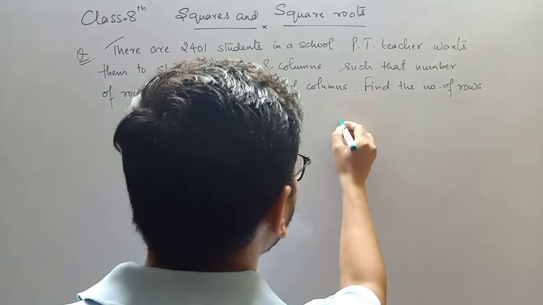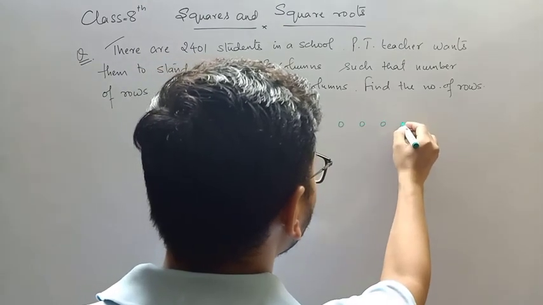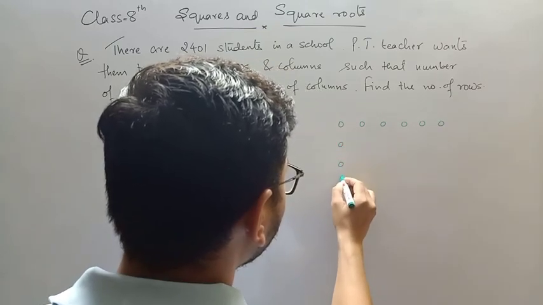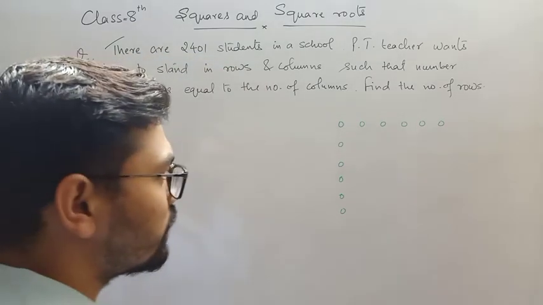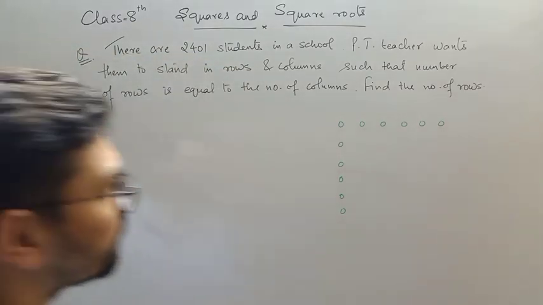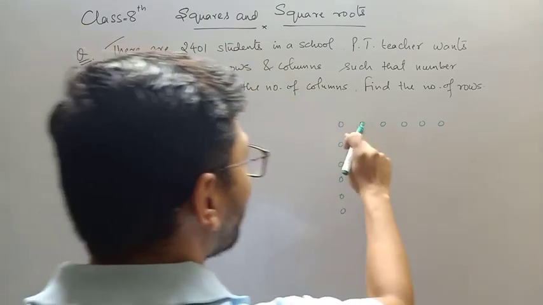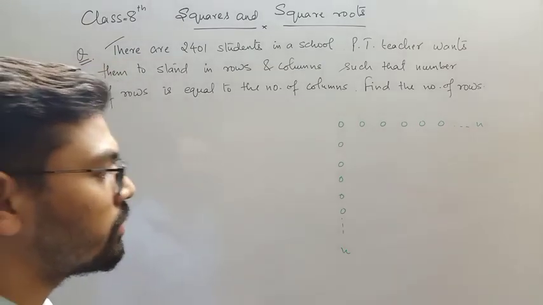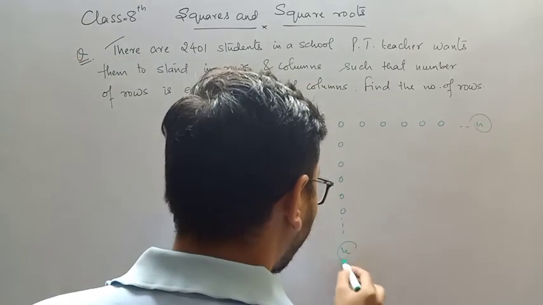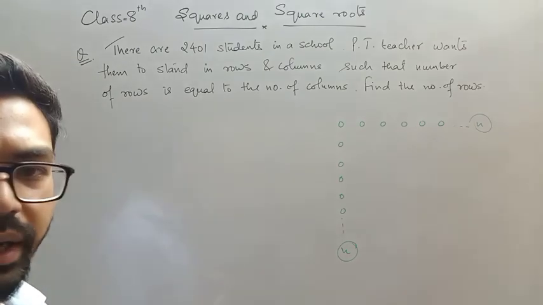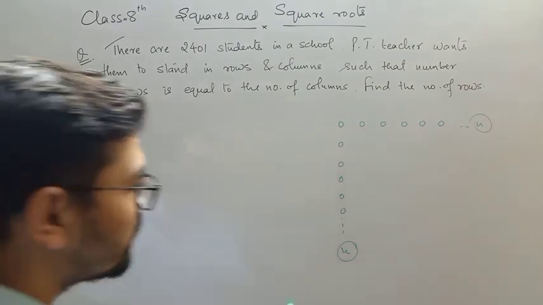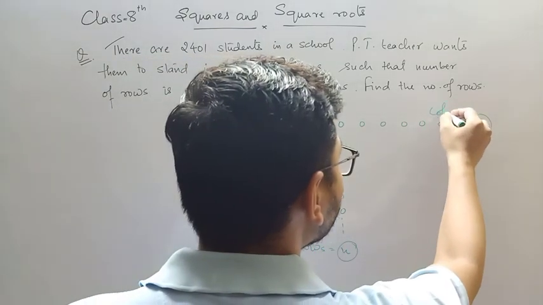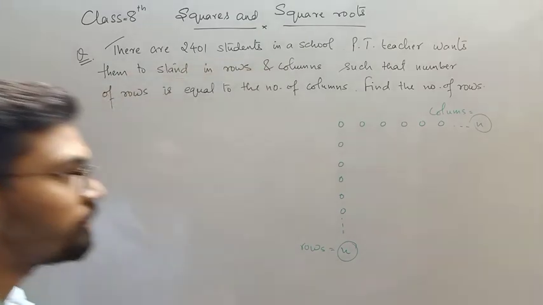ओके, लाइक दिस 1 2 3 4 5 6 1 2 3 4 5 6. So here I have taken the example of 6 only. Okay, but I don't know how many rows and how many columns there are. So let's say n. Let's say the number of rows is n. So these are the rows. So let's say the number of rows is n, and let's say the number of columns is n.